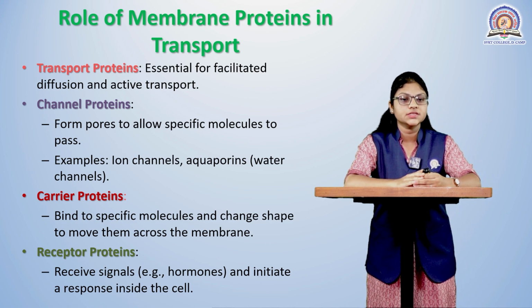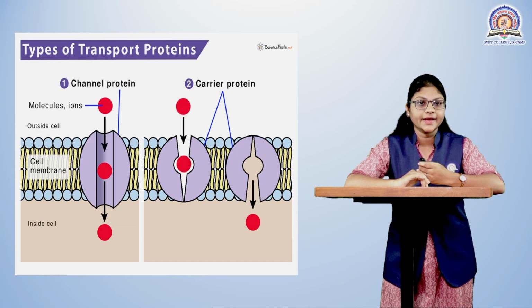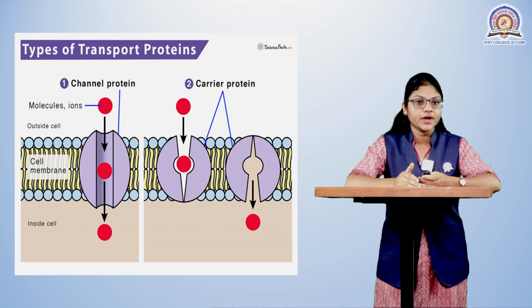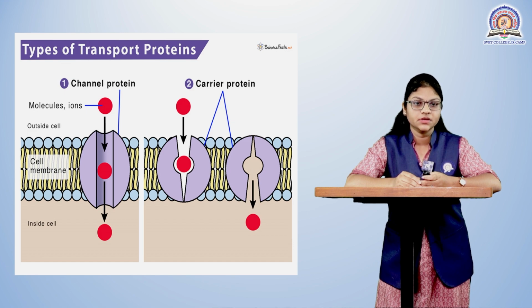Second are the carrier proteins, which bind to a specific molecule, change their own shape and help the solute to cross the membrane. Third is the receptor protein, which receives the signal and initiates a response inside the cell, and substances are taken inside the cell. This is the diagram of transport proteins. First are the channel proteins, which open and allow molecules and ions to pass through. But carrier proteins have to change their shape. They first attach to the molecule, change their own shape and transport the molecule inside the cell.